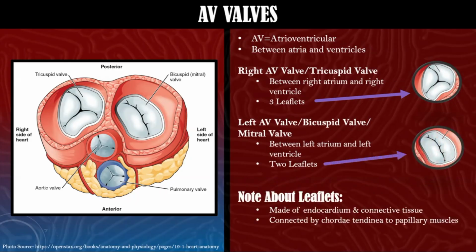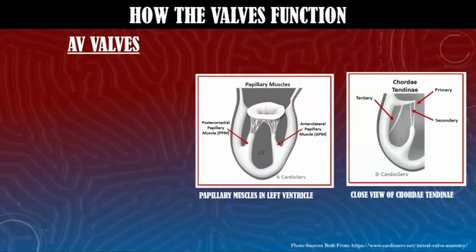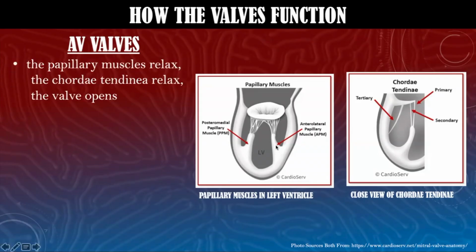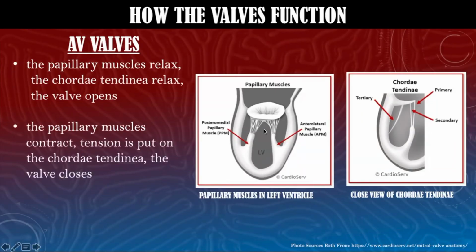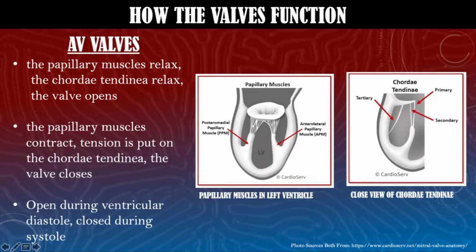And just a note about leaflets, they're made of endocardium and connective tissue, and they're connected by the chordae tendineae to the papillary muscles, which we'll talk about in the next slide. Let's talk about how the AV valves function. You can see the papillary muscles here and the chordae tendineae here. So the papillary muscles relax, which takes tension off of the chordae tendineae, allowing the valve to open. Conversely, as the papillary muscles contract, tension is put onto those chordae tendineae and the valve closes. And this image is just a closer view of the chordae tendineae. The valve is open during ventricular diastole and then closed during systole.